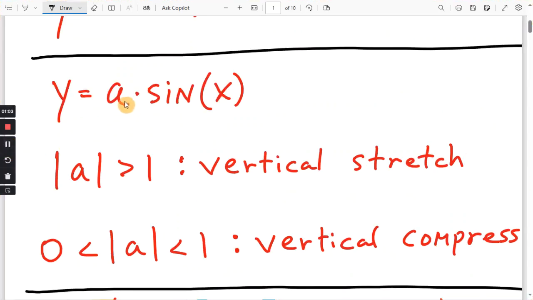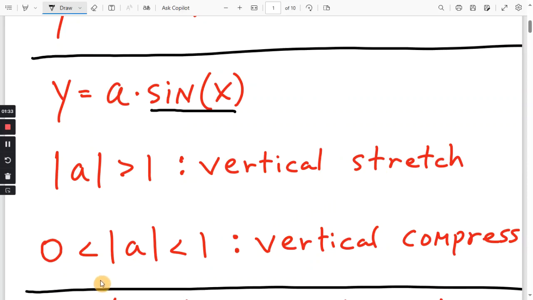Now, if you multiply a number times the original function, let's say you once again start with sine of x or cosine of x, and you multiply it by a constant term a. If the absolute value of a is greater than 1, that's a vertical stretch. Okay, in other words, if you multiply by, let's say, the number 2 or negative 2, it's going to stretch the function vertically. It's going to make it elongated from top to bottom.